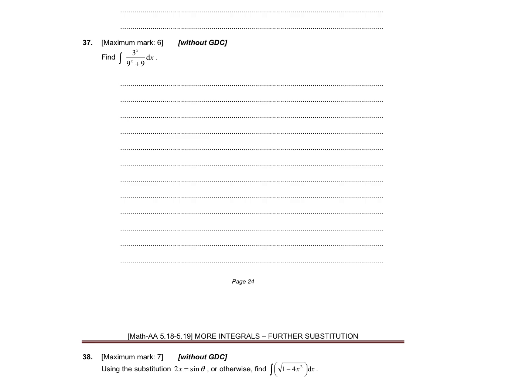I think we'll try the same thing here. u is 3 to the x. So that du dx is natural log 3 times 3 to the x. So dx is du over natural log 3 times 3 to the x.